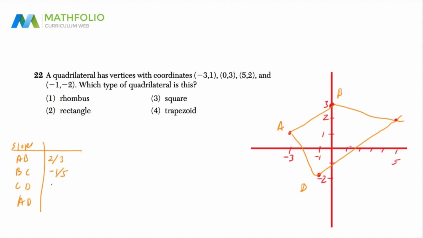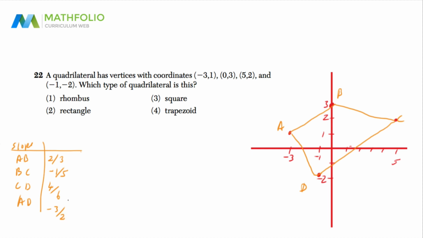For CD, C to D, let's think what goes on. The rise is from -2 to 2, which is 4, all over a run of -1 to 5, which is 6. And then for AD, we've got a rise of -3 all over a run of 2.